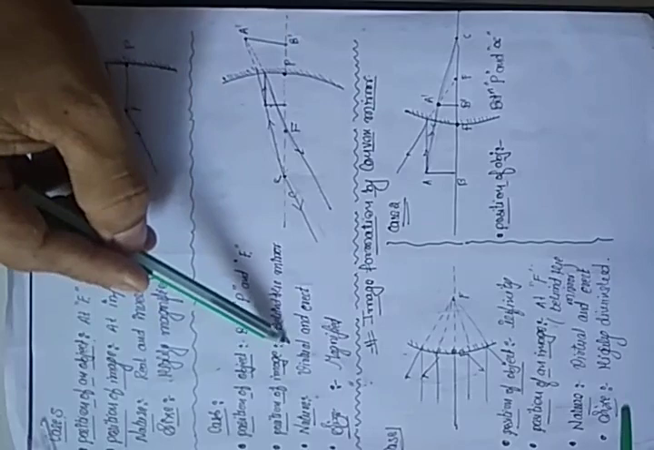Now see, position of an image is behind the mirror, so nature is virtual. Every time you see in a concave mirror, all the images are inverted, but this time the image is virtual and erect, it is not inverted. This time we are saying it is erect. Erect means straight. Okay, so these are the 6 cases.